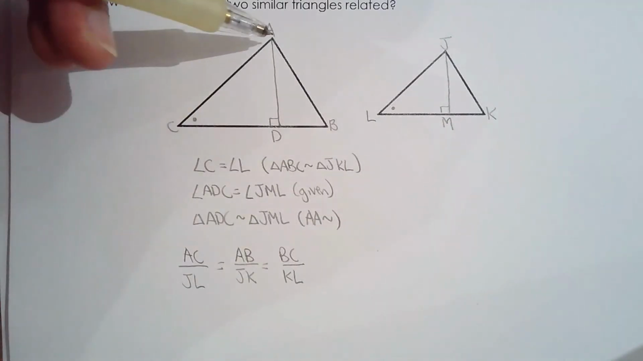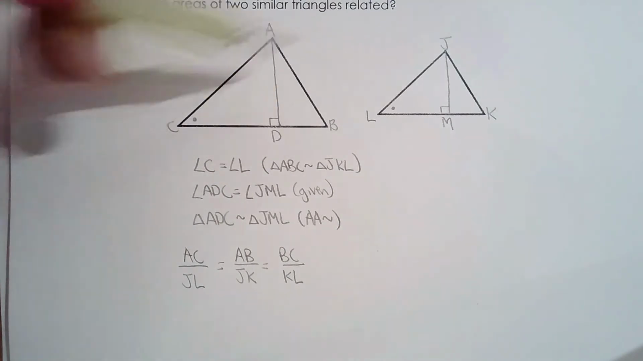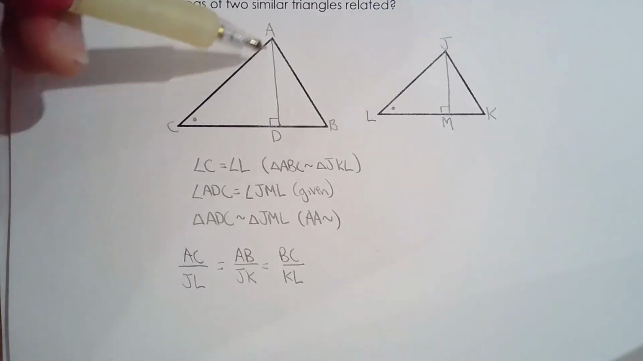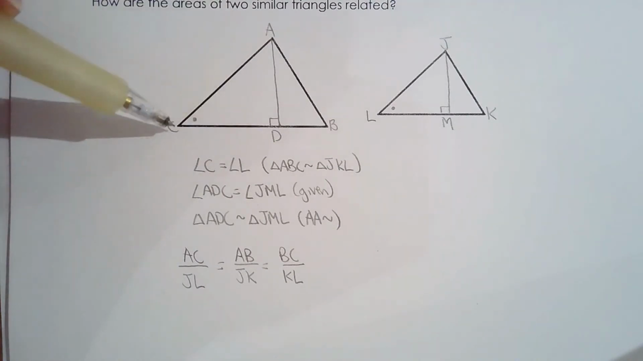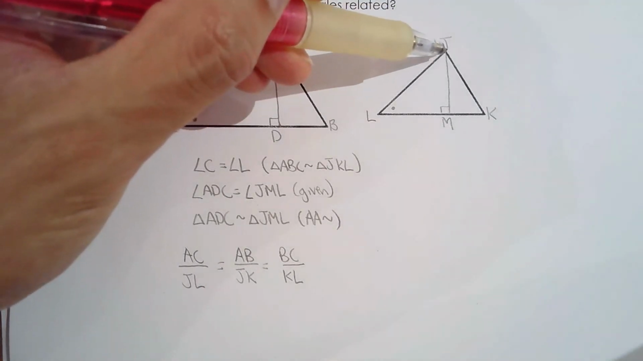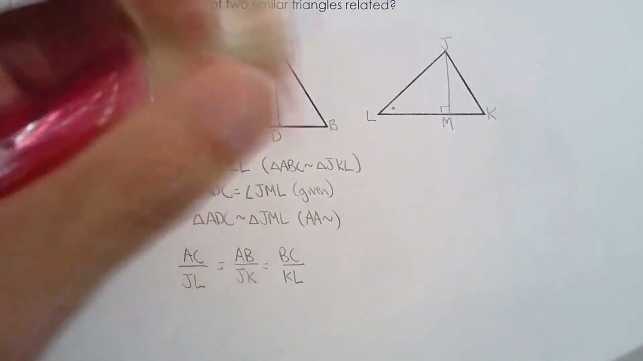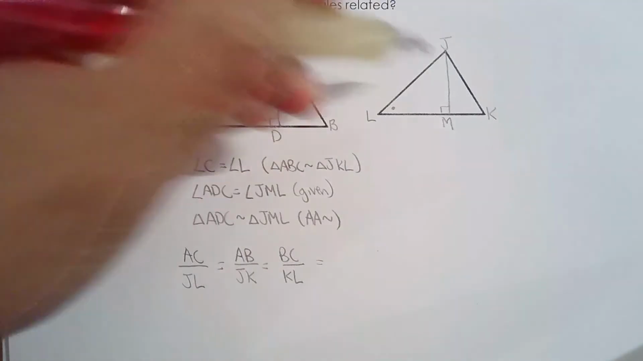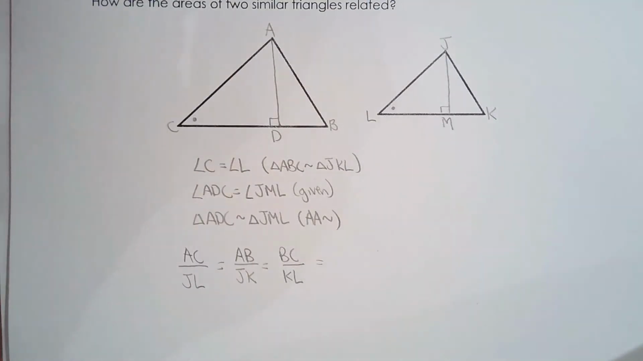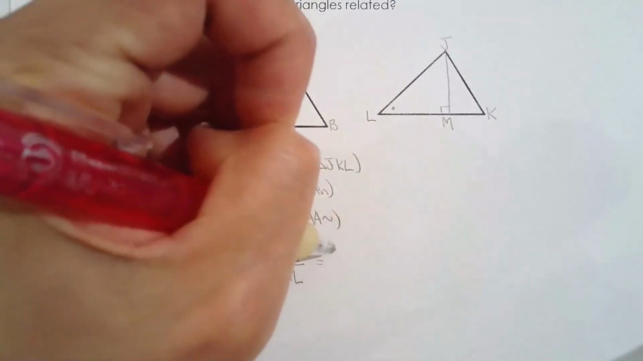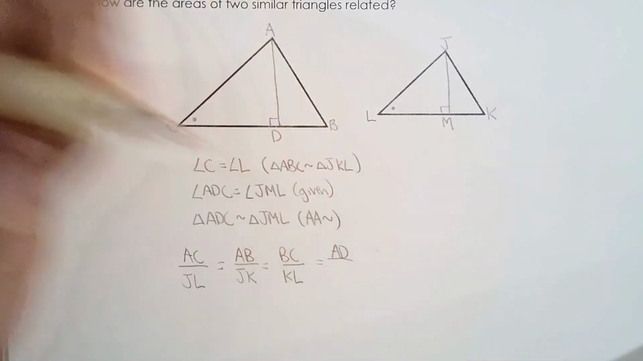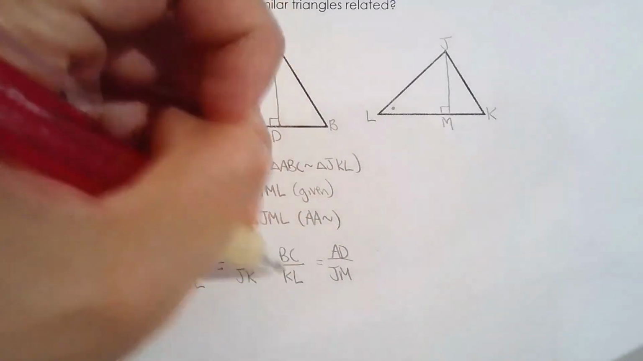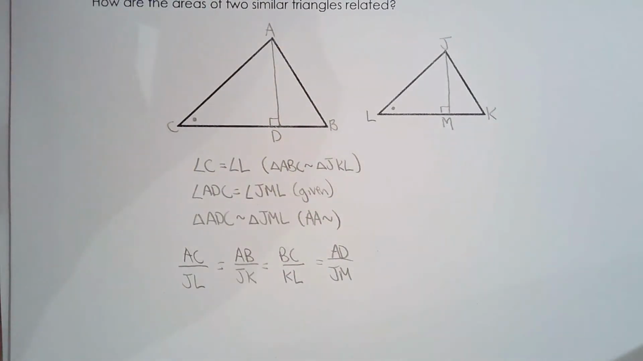This was gathered from the fact that triangle ABC is similar to triangle JKL. But we also know that triangle ADC is similar to triangle JML. So not only is this true, but we can also add a fact that the heights have that same relationship. Okay, so AD over JM is also equal to the same ratio.